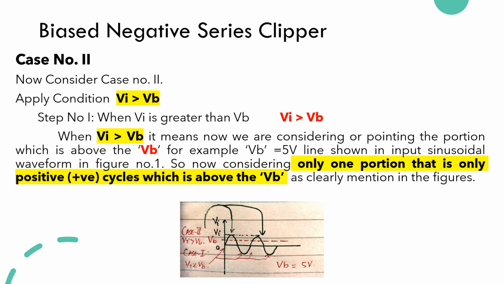As shown in the figure below, I also mentioned case number 2, with the black arrowheads pointing to where VI is greater than VB. In this case, we are considering the portion which is above the VB, and VB we marked at 5 volts in the positive half cycle as shown in the input sinusoidal waveform in figure number 1. So now we are considering only the portion in the positive cycle which is above the VB, as clearly mentioned in the figure.